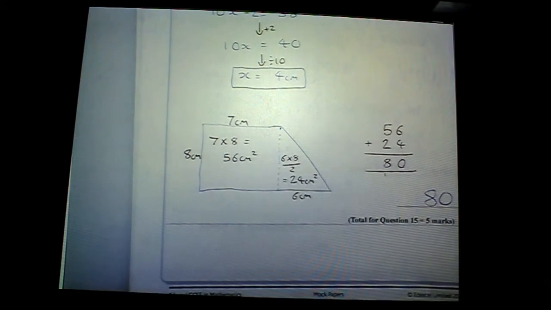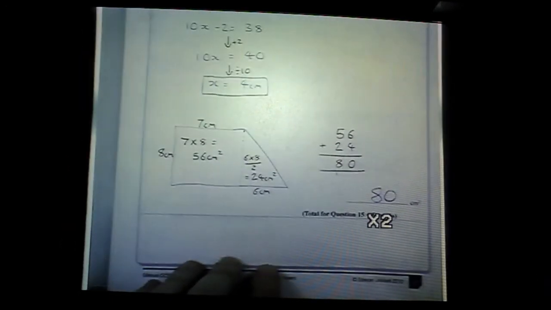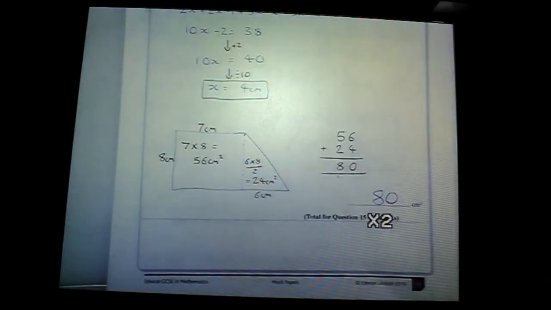So there's my rectangle, so 7 times 8 is 56. Here's my triangle. I know that's 6, because the whole lot is 13, and that's 7. So that must be 6. So 6 base times height divided by 2 is 24. 56 add 24 is 80, and that is your answer, 80 centimetres. There we go. Right, question 16.